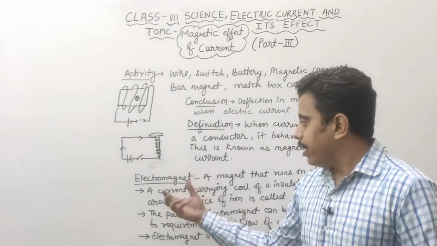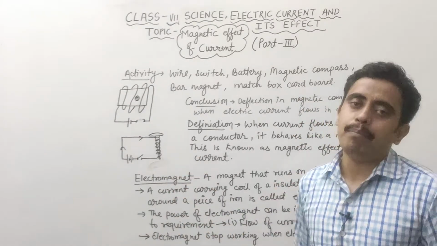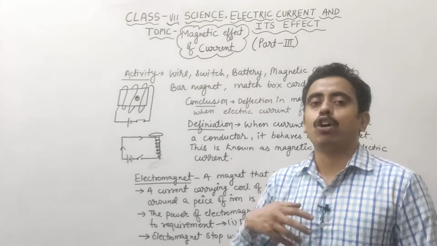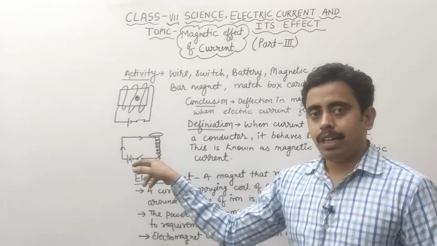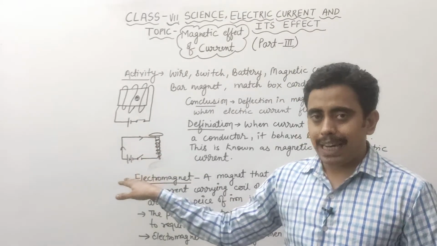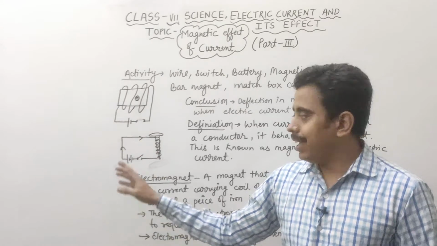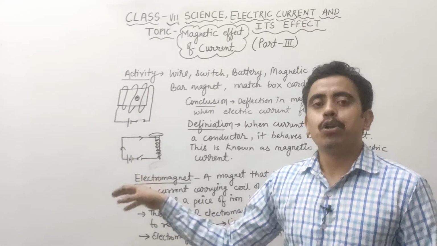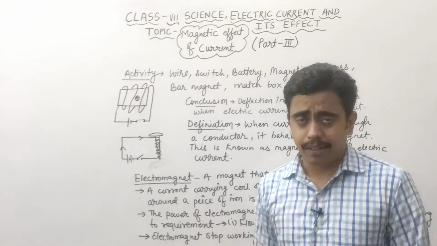Okay, that's why the power of an electromagnet can be adjusted according to the requirement. If you require an electromagnet of high power, the power can be increased by increasing the current. If you require a low power electromagnet, then reduce the current flowing in the circuit by reducing the number of batteries or cells that you are using.